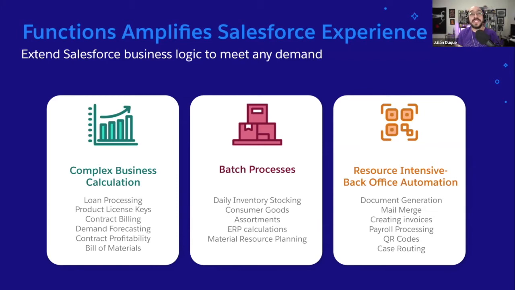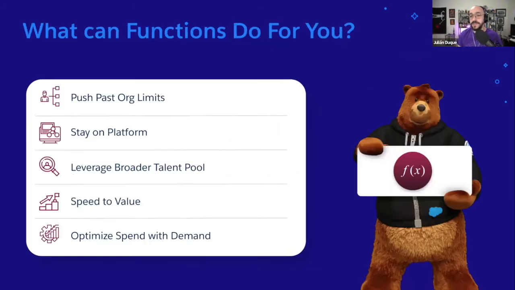Creating batch processes or connecting to external data sources as well, that's something that can be done on a function. Creating resource-intensive back office operations like document generation, mail merge, creating invoices, generating QR codes, everything else can also be done on a function, keeping the logic that can be run within a transaction in Apex and the other operations on functions.